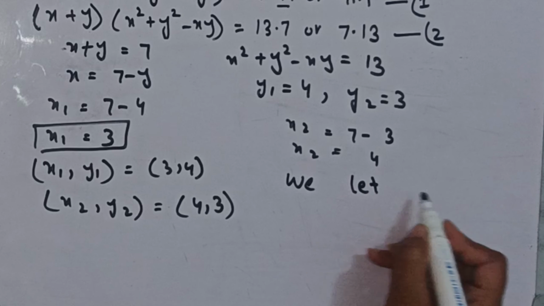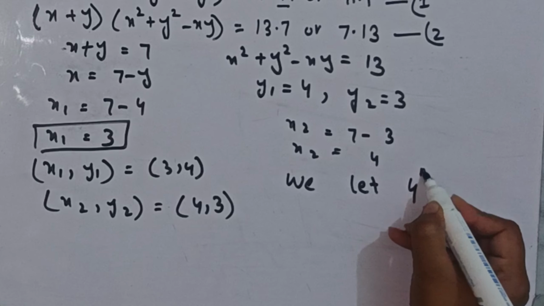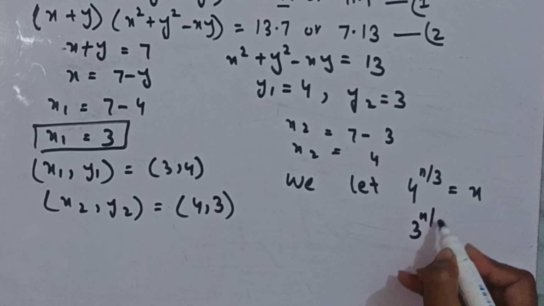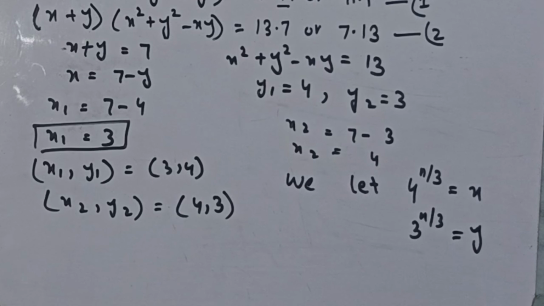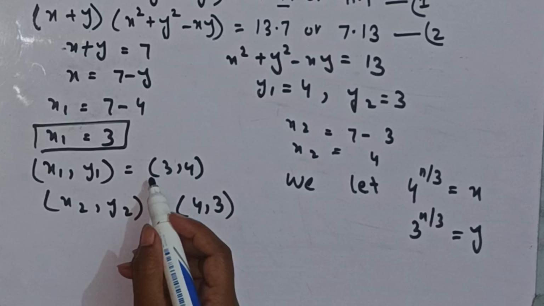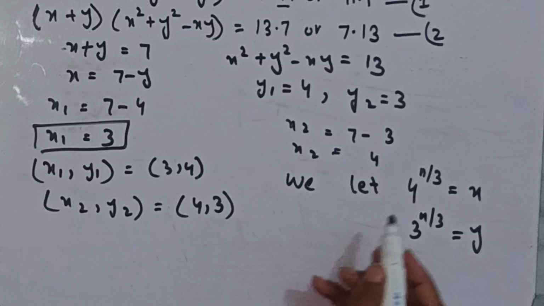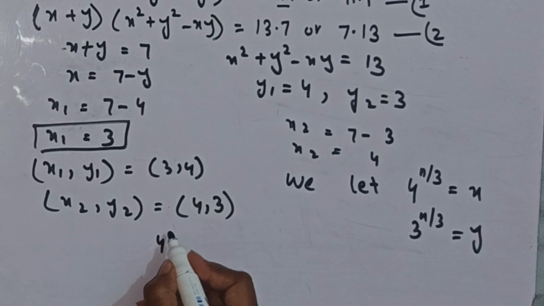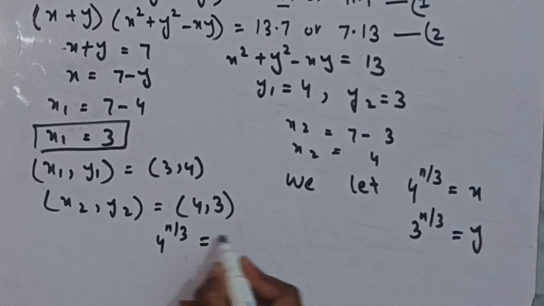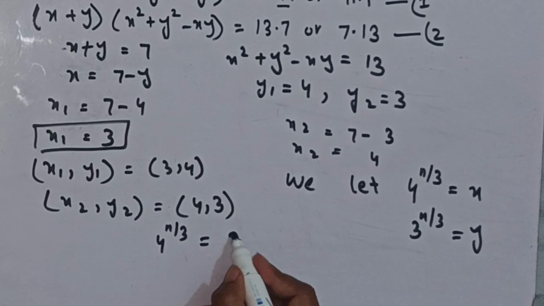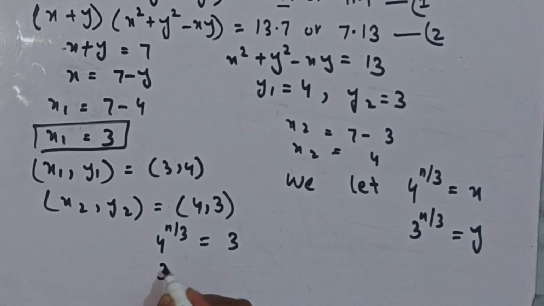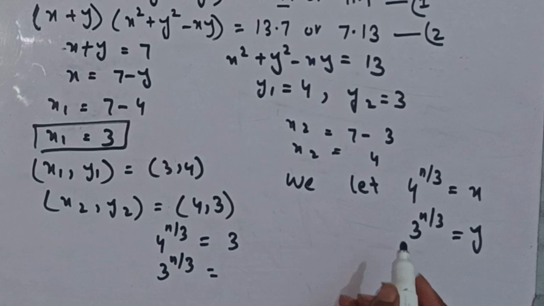We let that 4 raised to the power n over 3 is equal to x and 3 raised to the power n over 3 is equal to y. Now we put the value of this first pair and find the value of n. So we have 4 raised to the power n over 3 is equal to 3 and 3 raised to the power n over 3 is equal to 4.